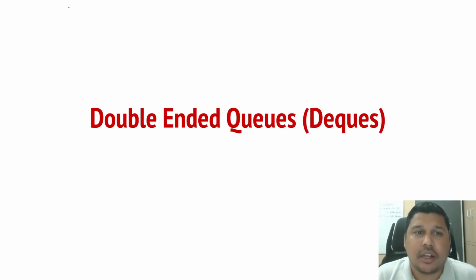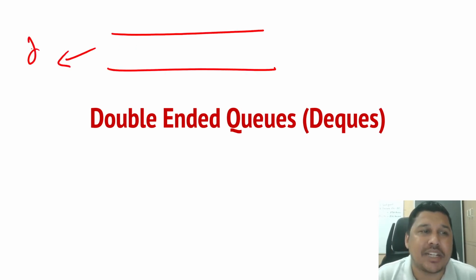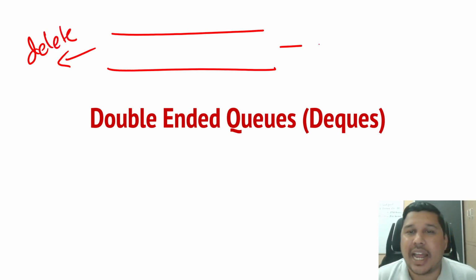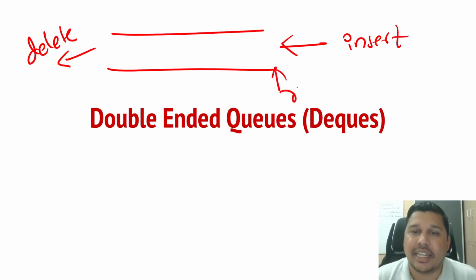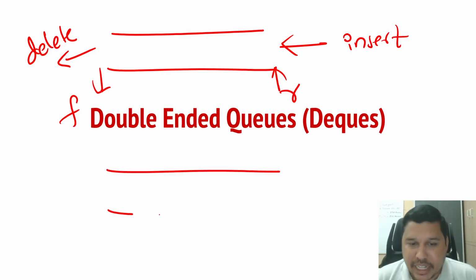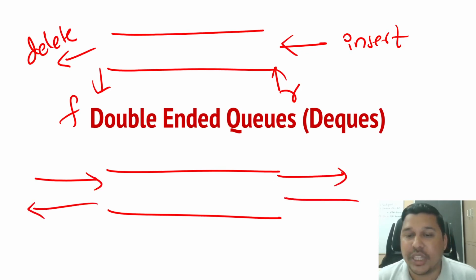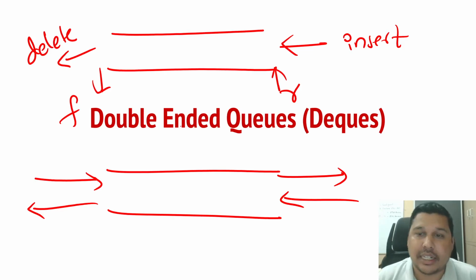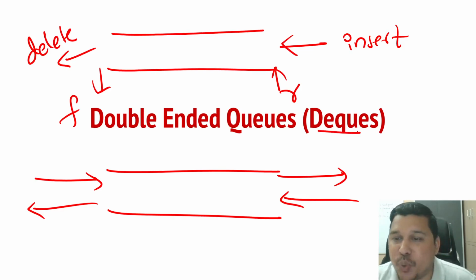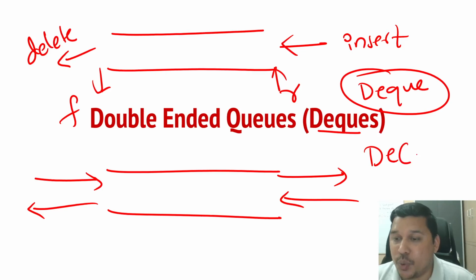In normal queues, we delete elements at the front and insert elements at the rear end. Double-ended queues mean that in a queue, you can perform both insertion and deletion at both ends. The short form is DEQUE.